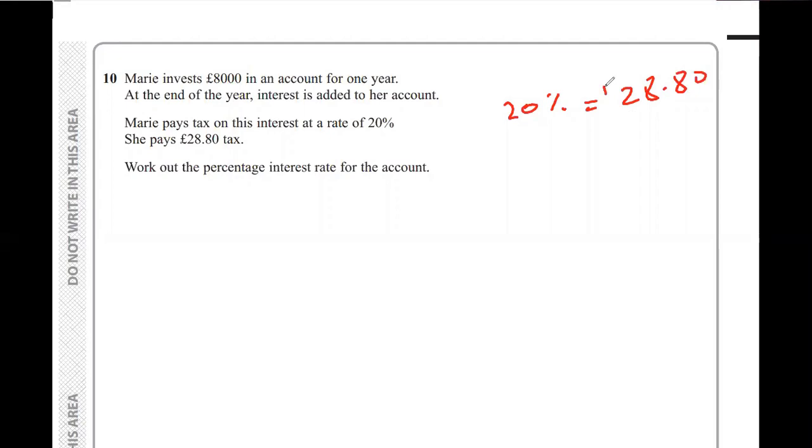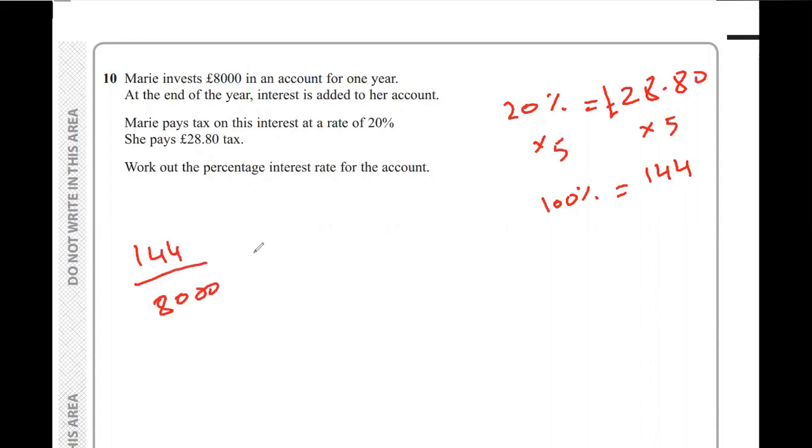So 20% is equal to 28.80. And how can we make it 100%? Times it by 5. So that is 100% of the interest, and that would be 144. And we need to see what 144 is as a percentage of 8,000, so we need to do 144 divided by 8,000 times 100. And what does that give me? 1.8%. Yeah.